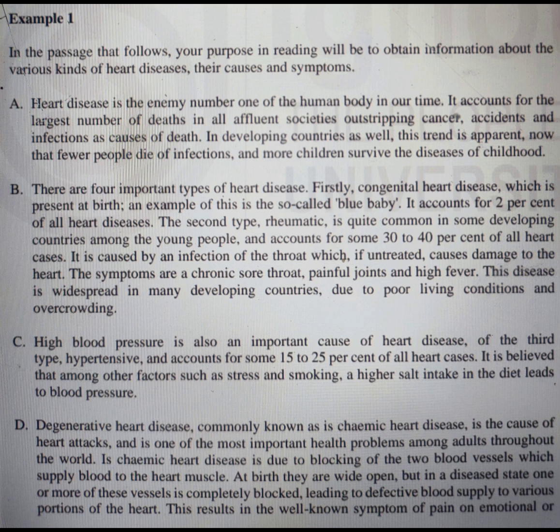There are 4 important types of heart disease. Firstly, congenital heart disease, which is present at birth. An example of this is the so-called blue baby. It accounts for 2% of all heart diseases. The second type, rheumatic, is quite common in some developing countries among the young people, and accounts for some 30 to 40% of all heart cases. It is caused by an infection of the throat which, if untreated, causes damage to the heart. The symptoms are a chronic sore throat, painful joints and high fever. This disease is widespread in many developing countries, due to poor living conditions and overcrowding.